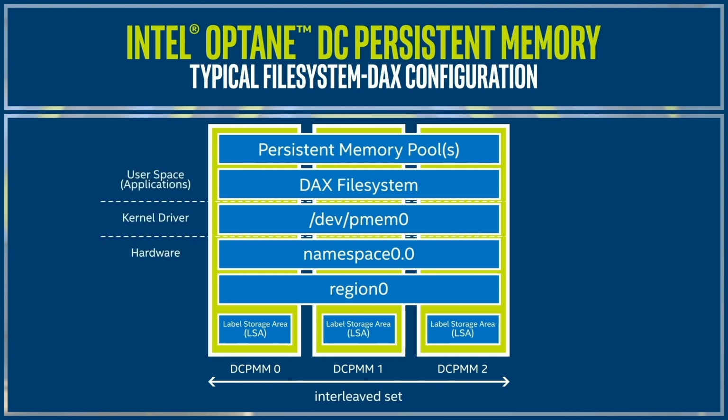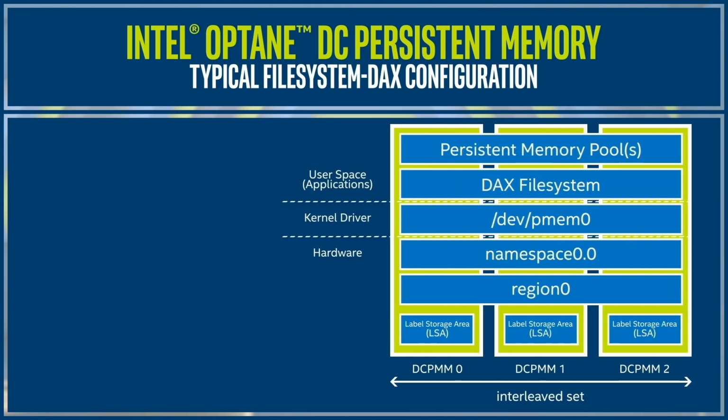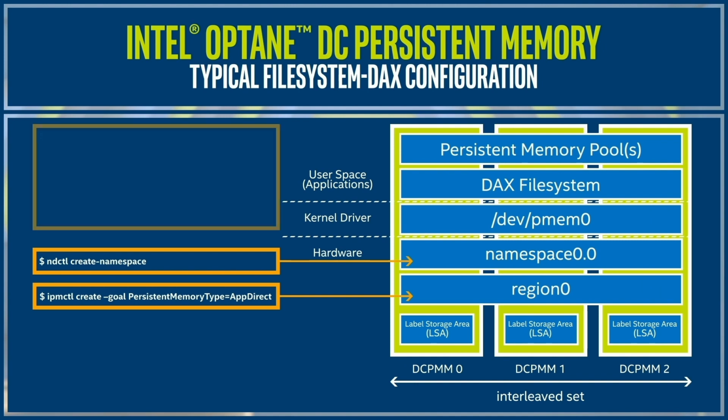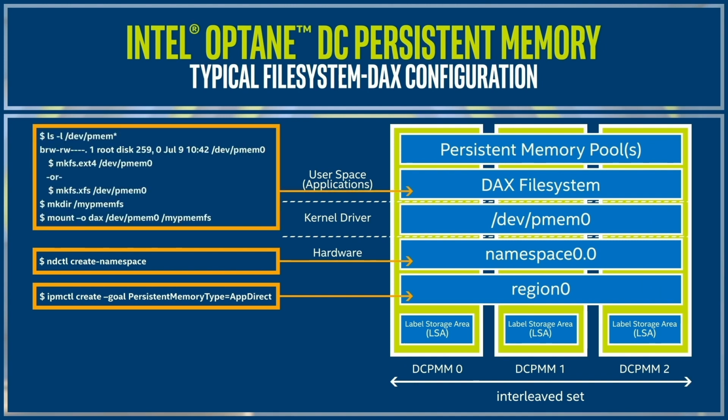been interleaved. All available capacity has been used to create a single region, namespace, and DAX-enabled file system. Namespace naming convention is commonly x.y, where x is the region number and y is the namespace. To create a namespace in FSDAX mode, we first create an AppDirect goal using IPMCTL as we described earlier. After restart, we create a namespace. The default call to NDCTL create namespace creates a namespace in FSDAX mode.